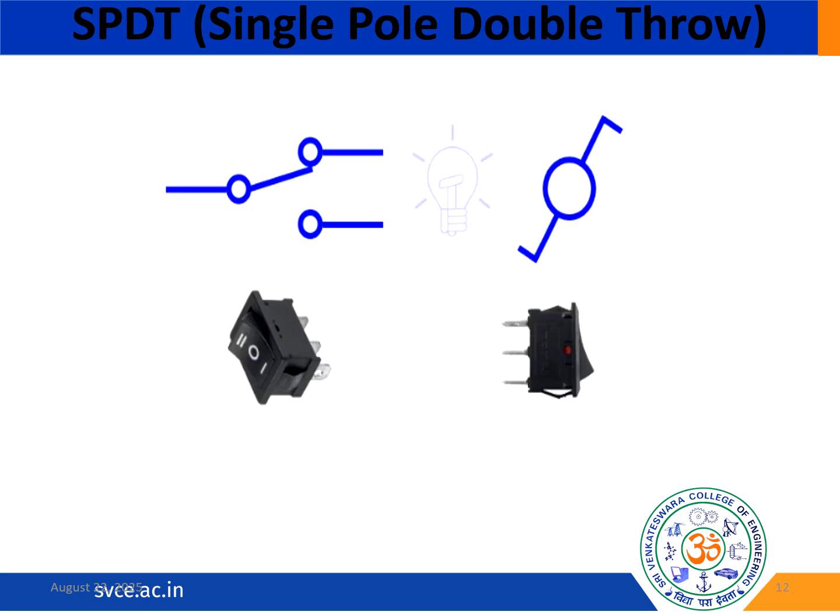Moving on to the diagrammatic representation of single pole double throw. This is the representation. So we have the single pole double throw representation. This is the switch type.